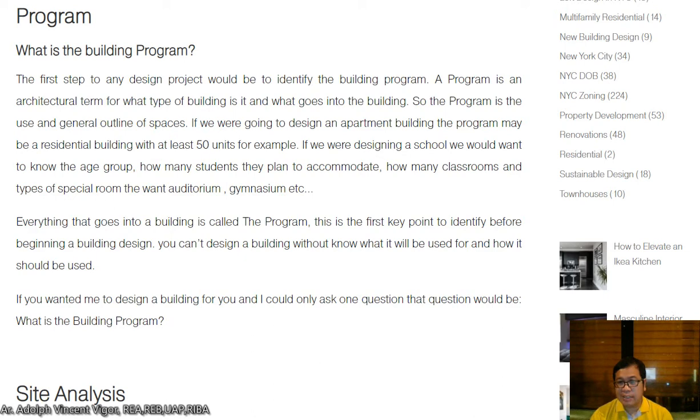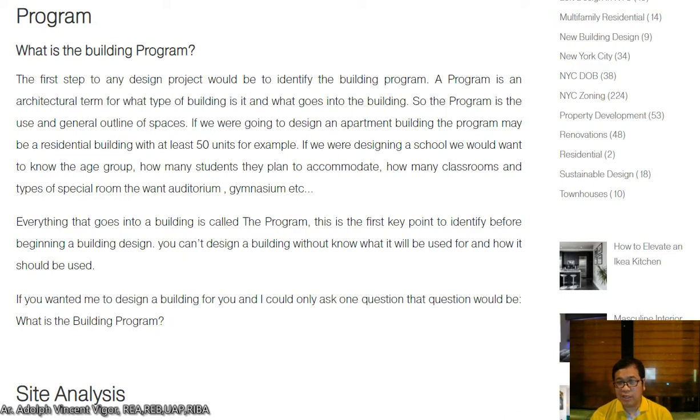In real practice, class, you have to do some research and interview the client as to what they want and what they need in their project. Everything that goes into a building is the first key point to identify before beginning a building design. You can't design a building without knowing what it will be used for and how it should be used. If you wanted me to design a building for you and I could only ask one question, it would be: what is the building program?